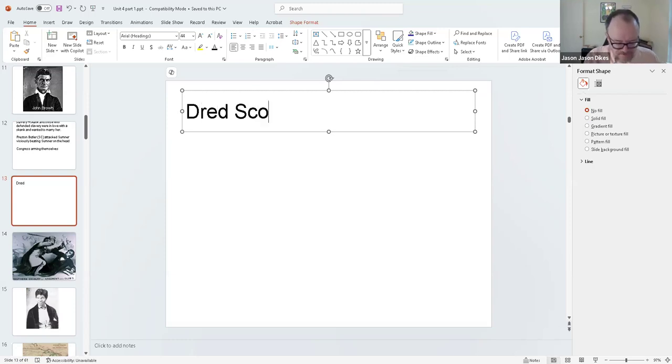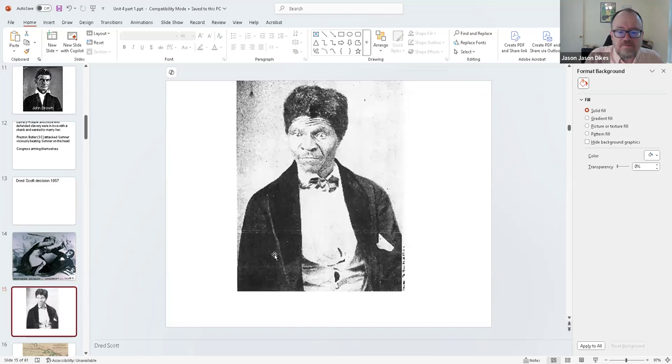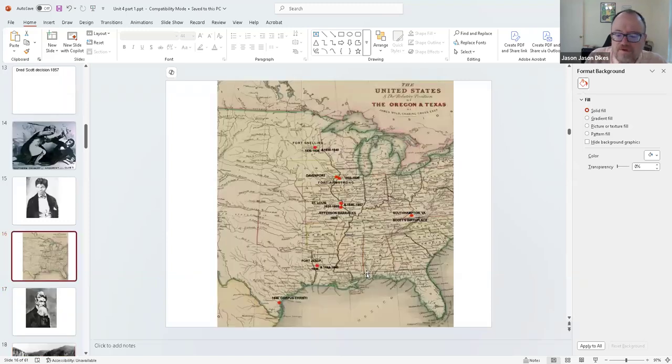This brings us to Dred Scott. Dred Scott decision in 1857. Dred Scott is a slave. This is a picture of Dred Scott. Dred Scott was born a slave. Dred Scott lived a slave his entire life. Here's his birthplace in Virginia, which is a slave state. He had spent time along the Texas-Louisiana border. Again, those are slave states. Corpus Christi, Jefferson Barracks, St. Louis. But what's going on here?